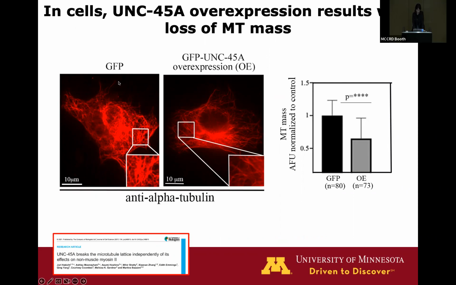So you're looking at alpha tubulin staining, but these are GFP infected cells and these are GFP-ANC45 infected cells. And those are fixed cells. If you look over time, and this is 24 hours post-ANC45 infection, you see a dramatic loss of microtubule mass in the ANC45 overexpressing cells as compared to the controls.